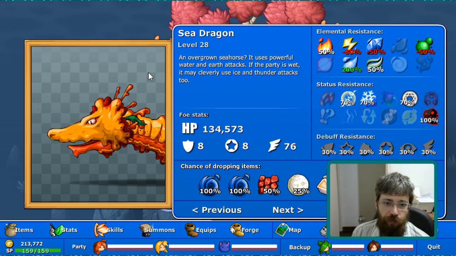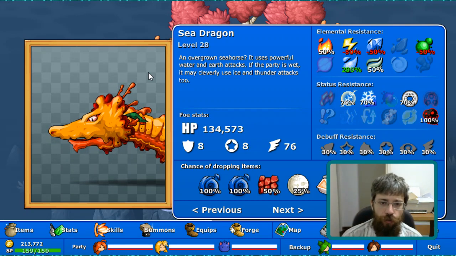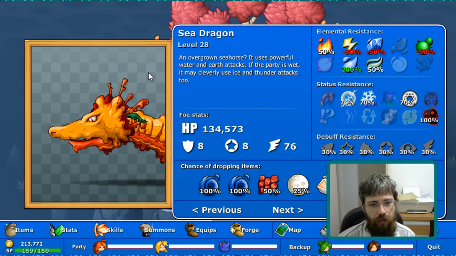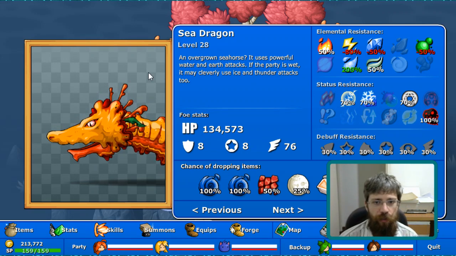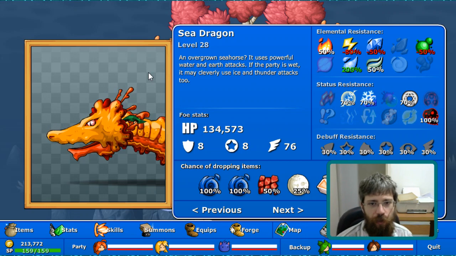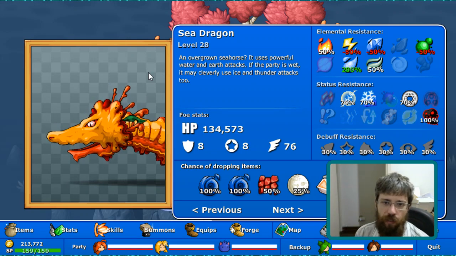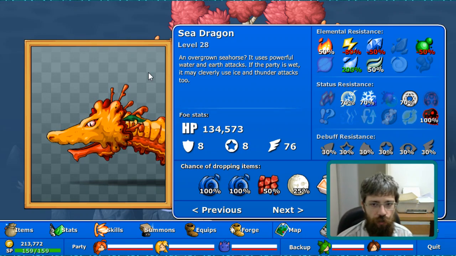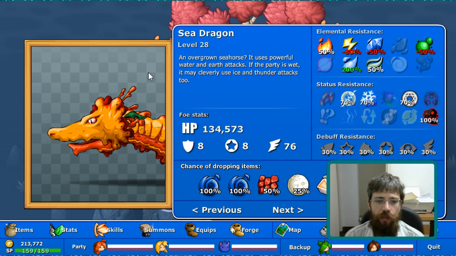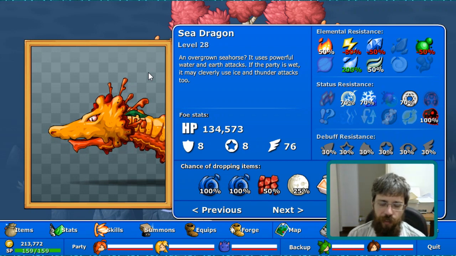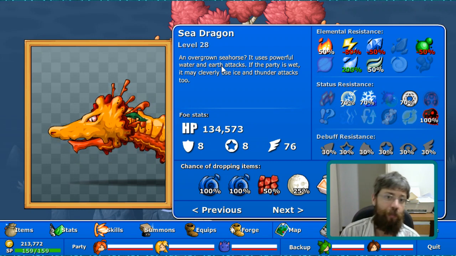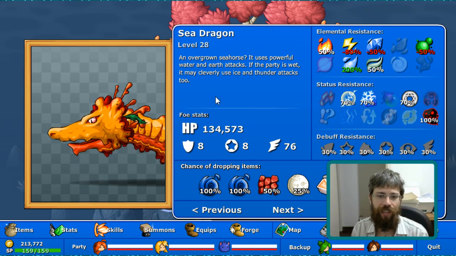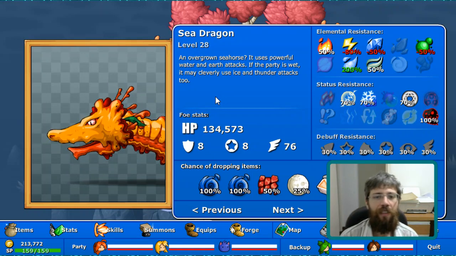What else? We can also look at stuff like the name and the description. An overgrown seahorse. It uses powerful water and earth attacks. If the party is wet, it may cleverly use ice and thunder attacks too. Stuff like that. So okay, there is the in-game description, and there is my description as the step for the Feldman's method.